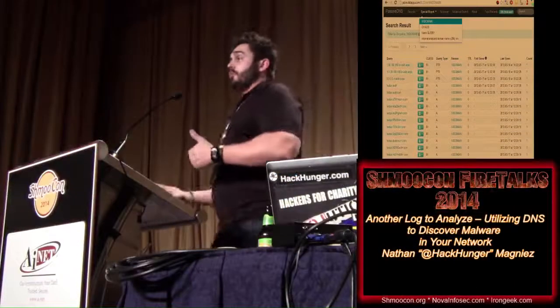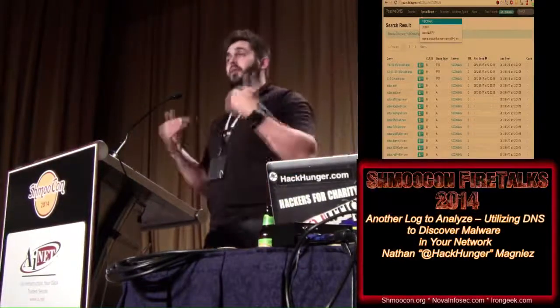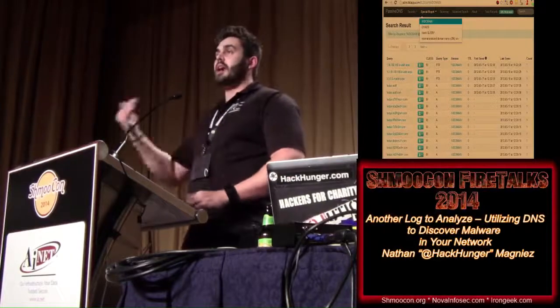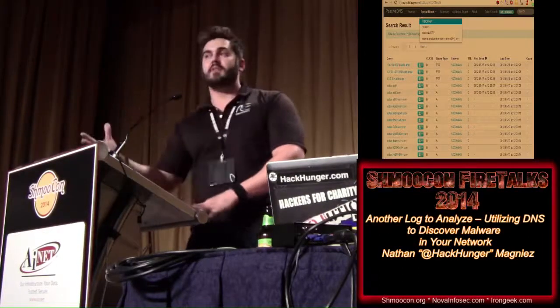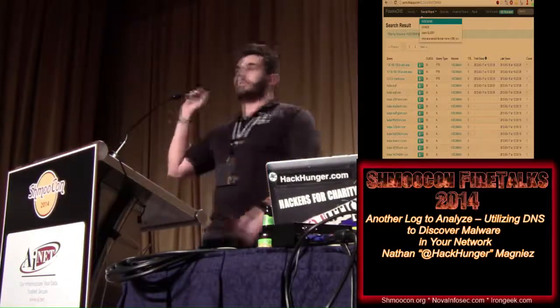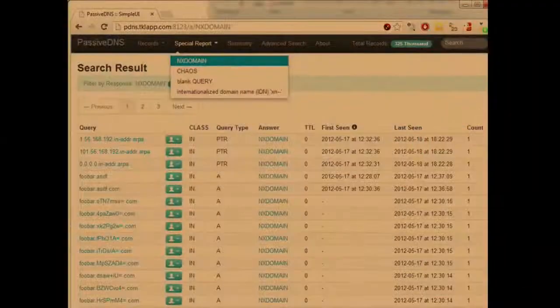Also, we can do special reports there in that second column. NX domain specifically, like we were talking about. So what did not get resolved by the network? I have this packet capture fed into the passive DNS. What did not make it out to the internet? One of my machines was trying to get out to a specific domain. I want to see all of those.